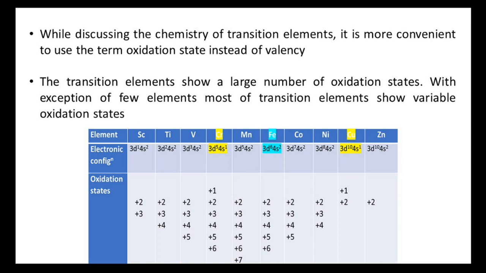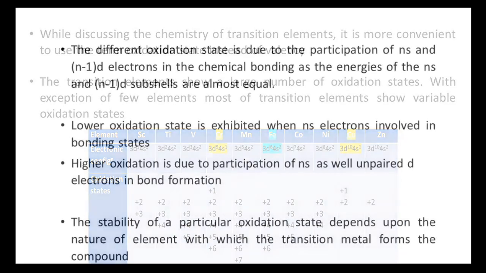Simple logic: if you take scandium, 2 plus 1 is 3. When you come to manganese, 4s2 plus 3d5, when you add 2 plus 5 it becomes 7. But in case of Fe, if you add 2 plus 6, it should be 8, but in Fe it becomes +6. Why is the oxidation number of Fe +6? I'll explain in the next slide.